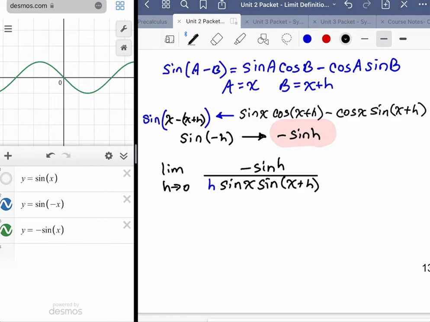In order to do that, I have to break this apart in a reasonable way. I notice that I have a sine h over h embedded in this expression. That sine h over h is only connected to the other parts of this fraction by multiplication, so I can make my own fraction with a sine h over h and put everything else in its own fraction.